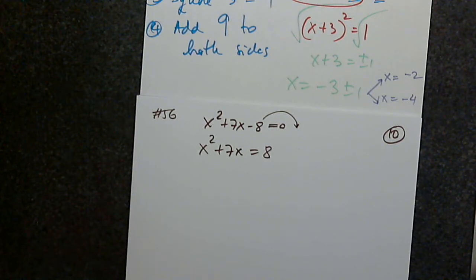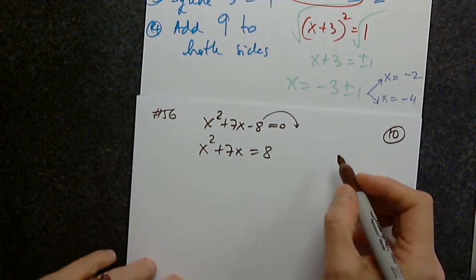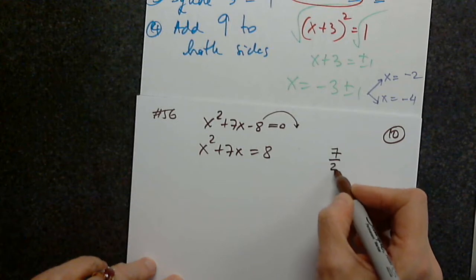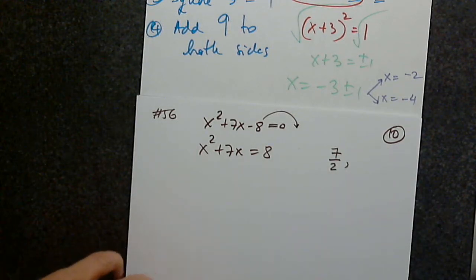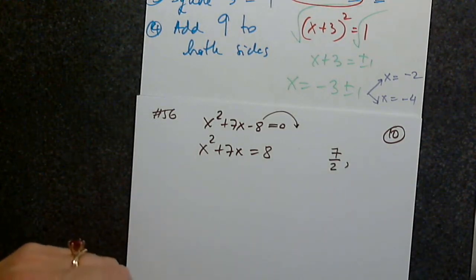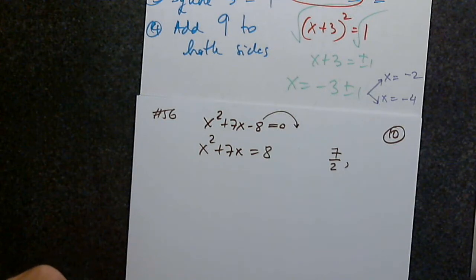Okay, so is this polynomial in descending order? Perfect. So now I have to go through a 4-step procedure. Question number 1, what is the middle coefficient? 7. Good. I divide it by 2, and I get 7 halves. And now I have to square 7 halves. Remember how we square a fraction. We square the top, and we square the bottom.